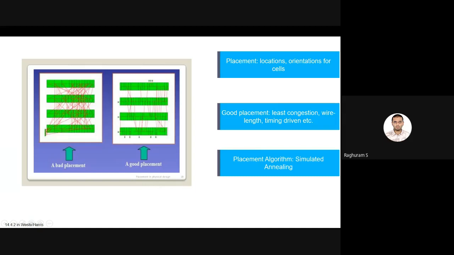Another thing is this is one sample placement. Placement means we have placed all the cells somewhere, and these red lines are all the interconnections that we got from the netlist. At the end of the front end VLSI design, we had the netlist. We did logic optimization and then we did library mapping also.